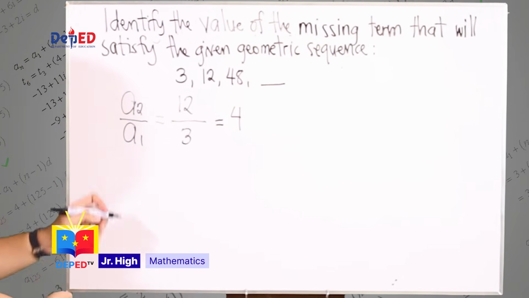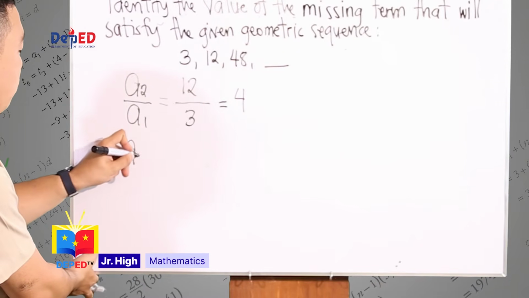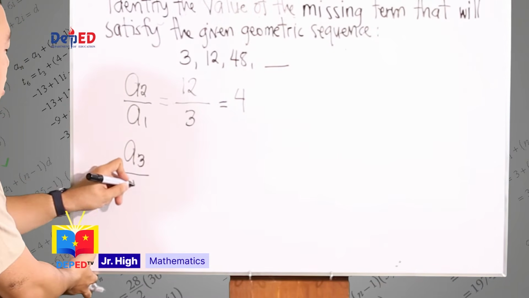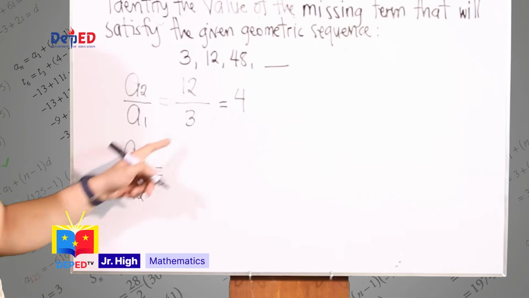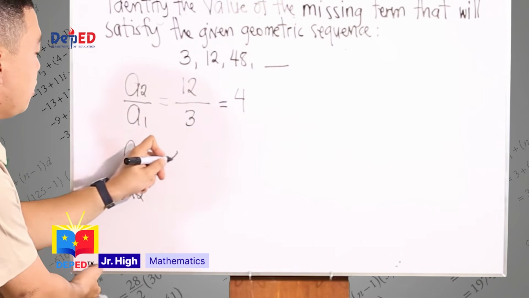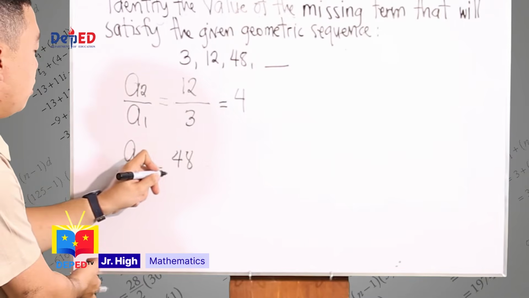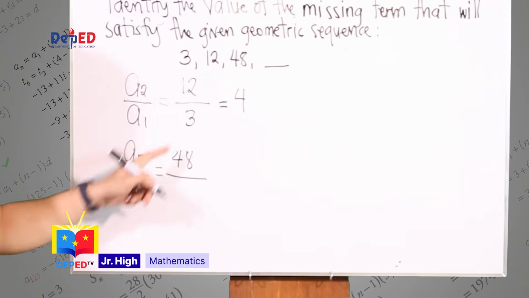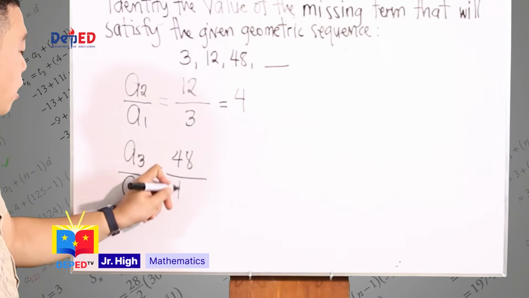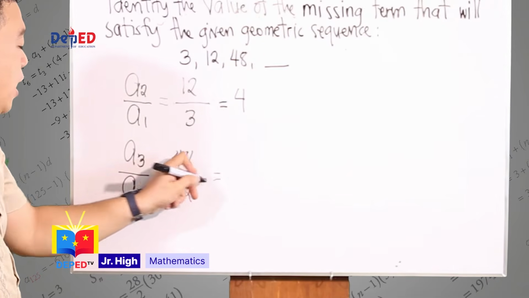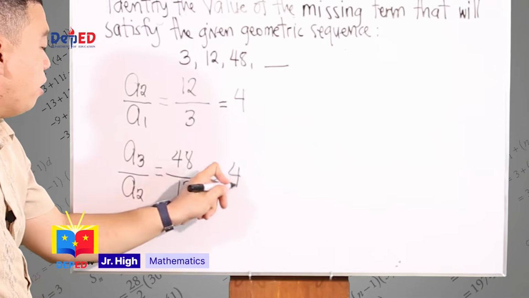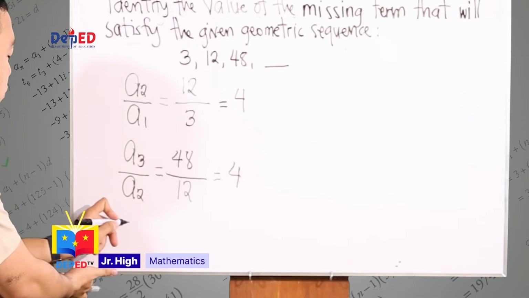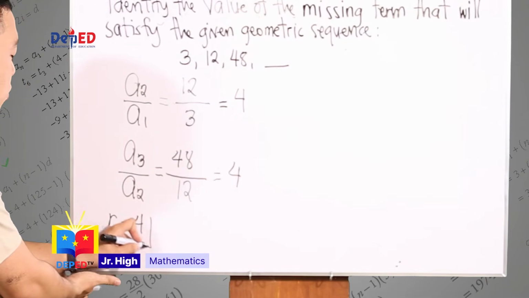Or you can also use a sub 3 divided by a sub 2. Our a sub 3, or the third term, is 48 divided by our a sub 2, or the second term, that is 12. 48 divided by 12 will also give us 4. Therefore, our common ratio R is equal to 4.